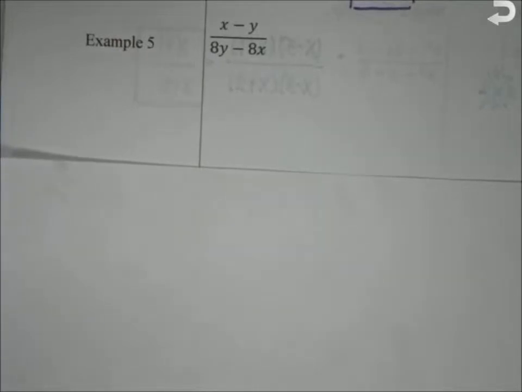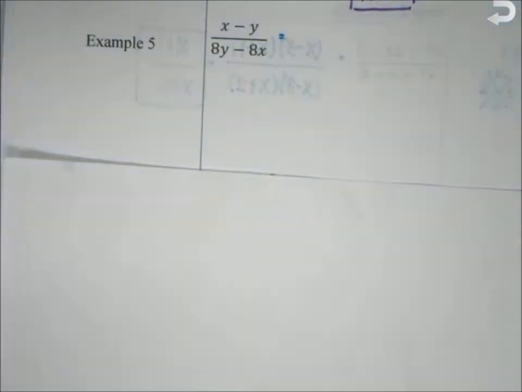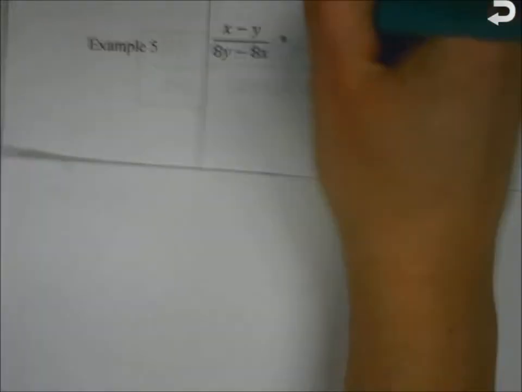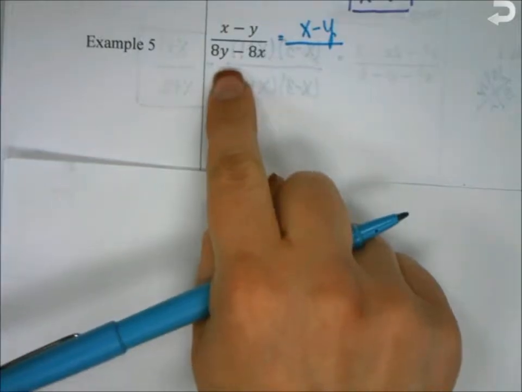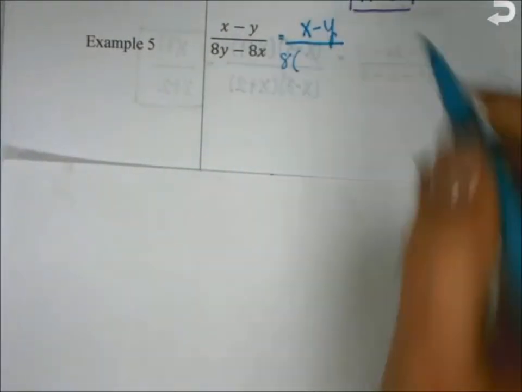X minus y over 8y minus 8x. Okay, x minus y. Can I factor that? No, so we just leave it, x minus y. What about the denominator? You could take out an 8. I can factor out an 8. So let's take out the GCF 8. And what am I left with? Y minus x. Okay, and I put that x minus y in parentheses.